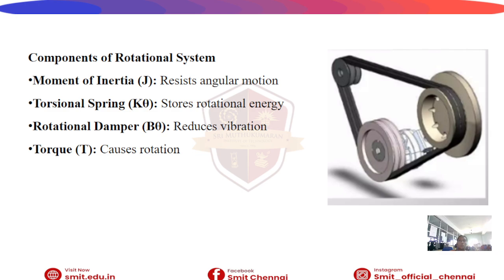Then, components of a rotational system. The main components of a rotational system are moment of inertia denoted as J, torsional spring denoted as K, rotational damper, that means dashpot, denoted as D, and applied torque denoted as T. Moment of inertia resists the angular motion. Torsional spring stores the rotational energy. Rotational damper reduces the vibrations. Torque causes rotation. These components are similar to translational components but in angular form.